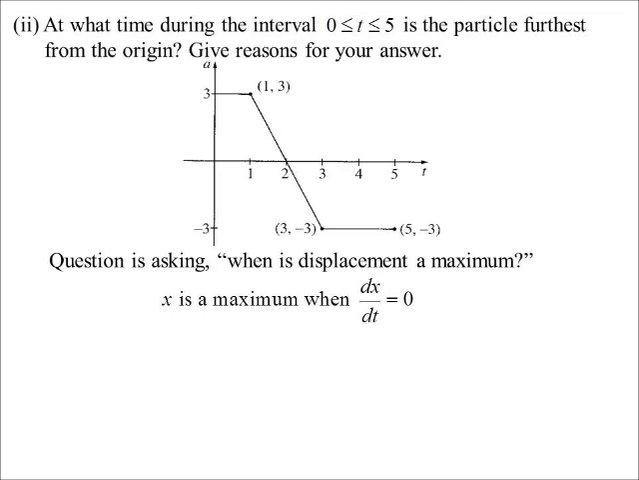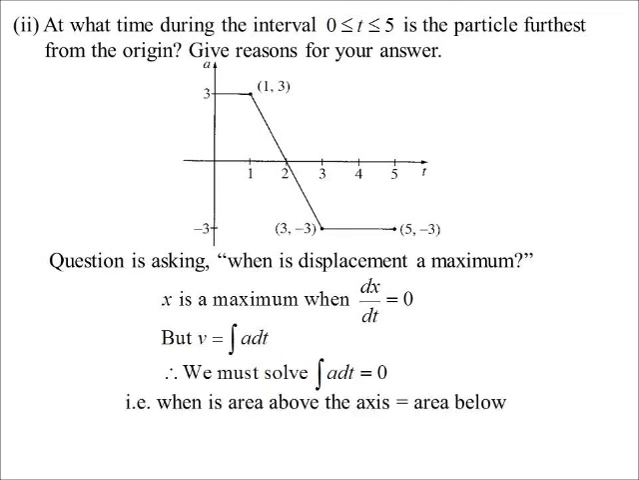Well, how can I tell that from this graph? I've got an acceleration graph. Velocity is the integral of acceleration. So we're now saying at what point would the overall integral equal 0. So we have to solve the integral of acceleration is equal to 0. When is the area above equal to the area below?